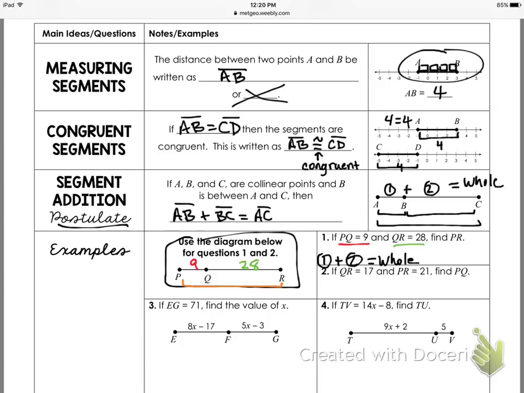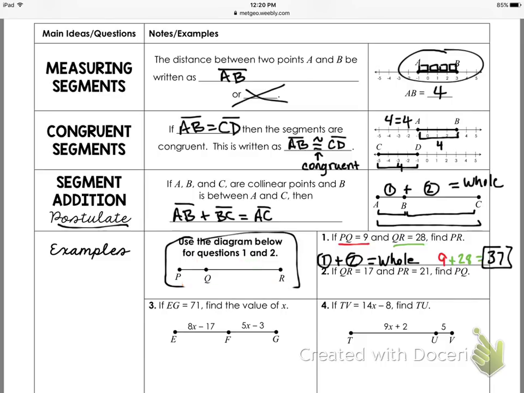All right, well, PQ happens to be our part 1. So we got 9 plus part 2 is my 28. And that's going to give us our whole. So if we say 9 plus 28, well, 28 plus 10 is 38, so we're at 37. So PR is equal to 37.